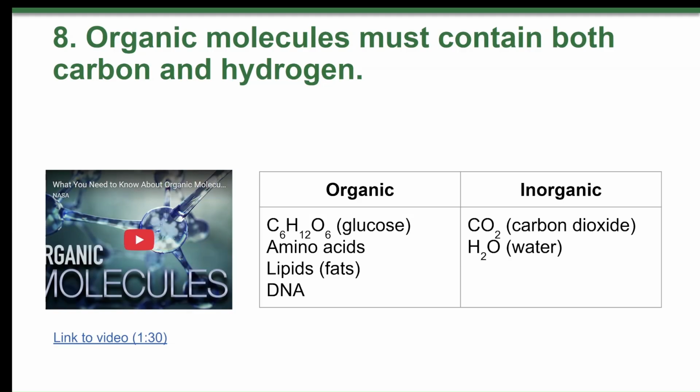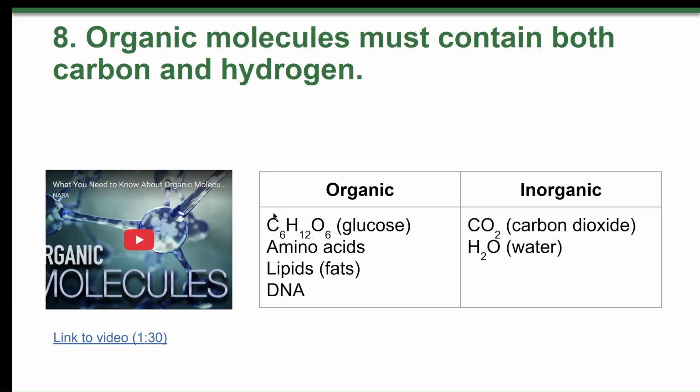All right, now we're going to talk about organic molecules. And organic molecules have to contain two elements, and these elements are absolutely essential to all organic chemistry and basically all of life. Those two elements are going to be carbon and hydrogen. Okay, those are going to be the most common elements that we see in organic molecules. Here are some examples of organic molecules.